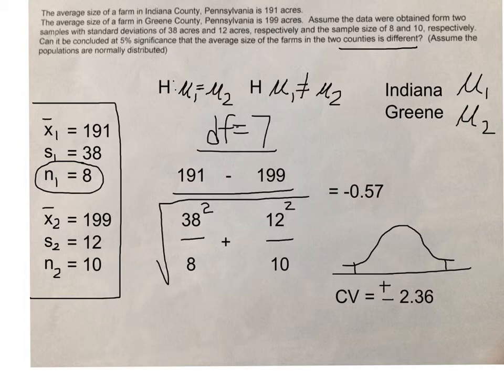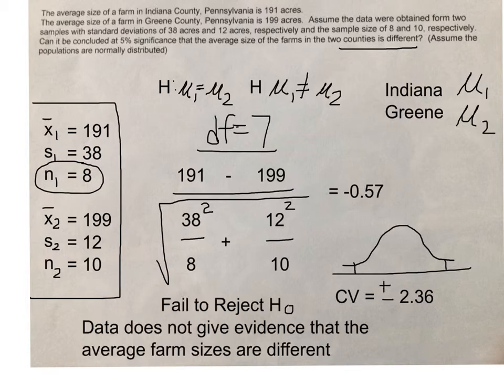Now ask yourself, is this a reject or fail to reject, and what does that mean in this situation? Again, pause the video, ask yourself, and then come back and check. Hopefully you agree that we're in the non-critical region here, so we fail to reject the null.